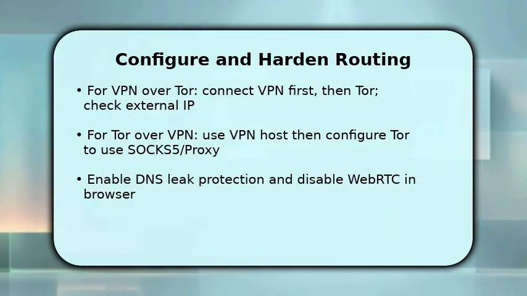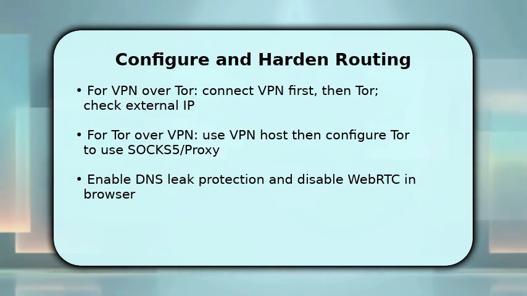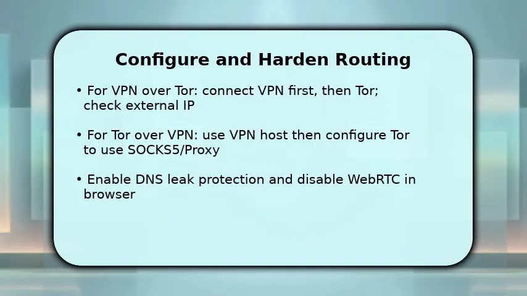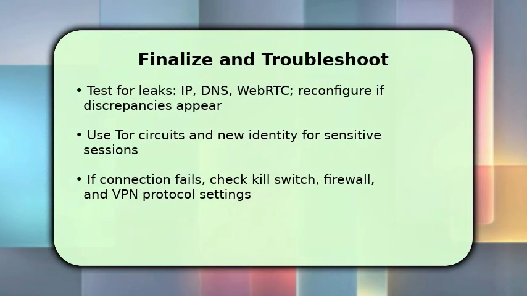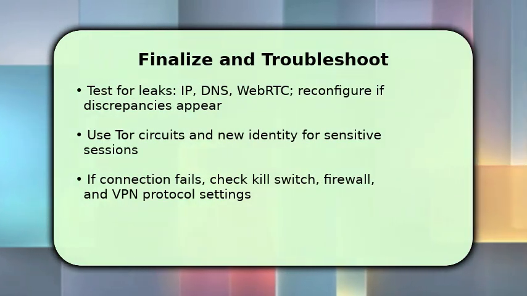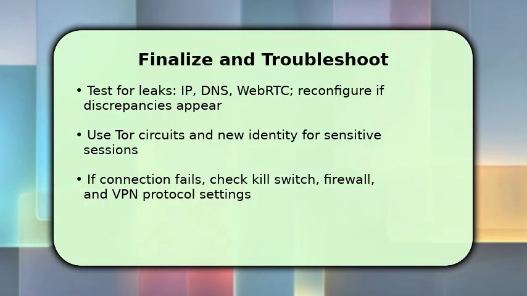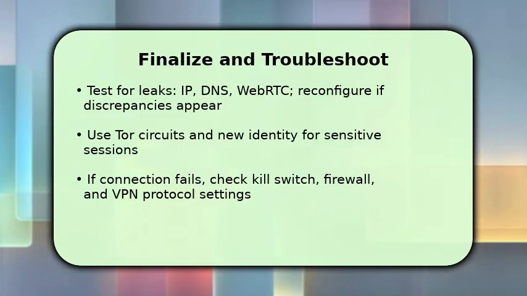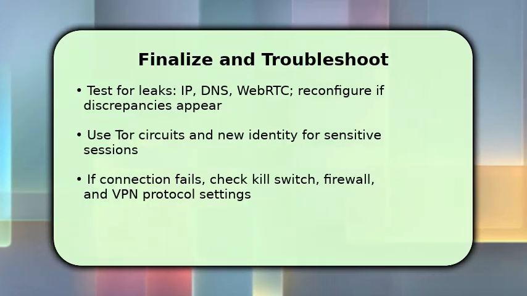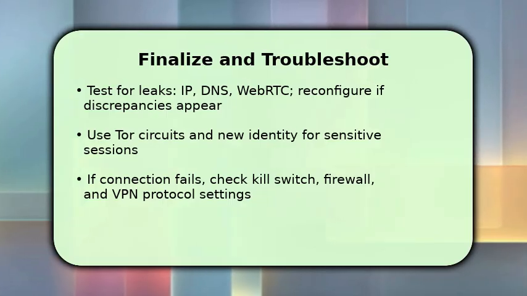Make sure DNS leak protection is on and WebRTC is disabled in the browser to prevent unintended leaks. Finish by testing everything. Check IP, DNS, and WebRTC to confirm no leaks. Use a new Tor circuit for clean sessions. Once done, consistently use Tor browser for onion sites and remember to request new identity when needed.